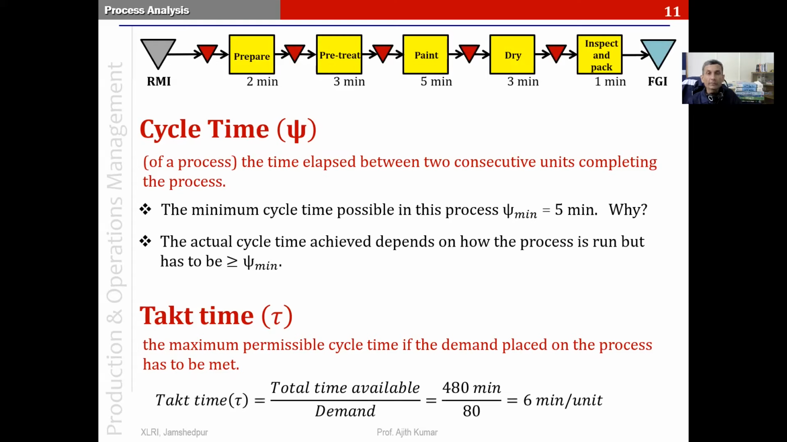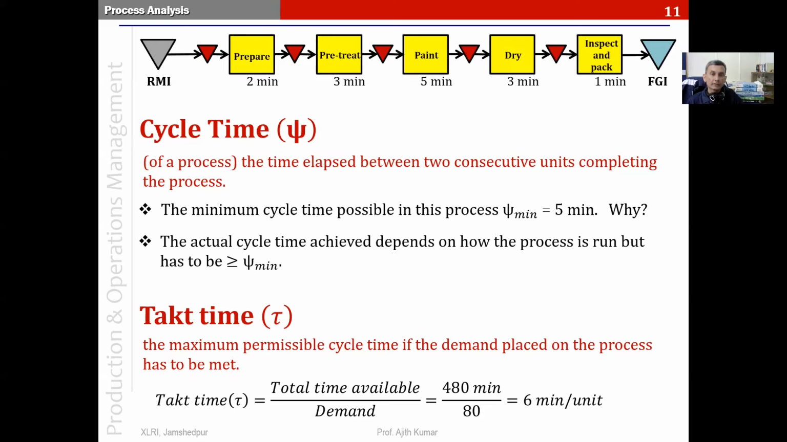In this example, we have 80 units to be produced every 8-hour shift. So you can say in 480 minutes, we have to produce 80 units. So 480 by 80, that is 6 minutes per unit. So at the most, we can take 6 minutes between successive units. That is the takt time. If we take more than 6 minutes, what would happen? The answer is simple. We will not be able to meet the demand placed on the process.